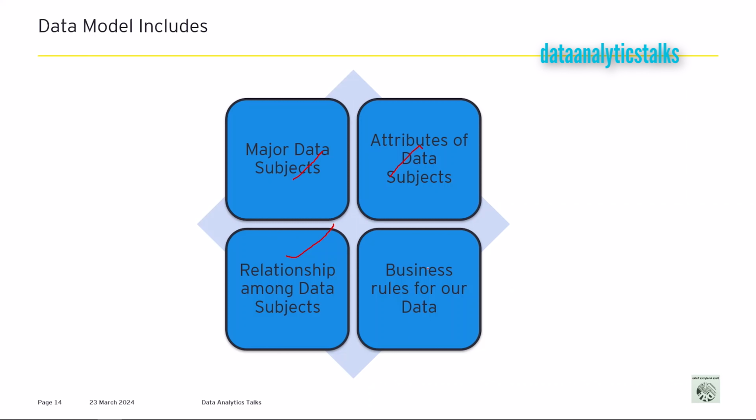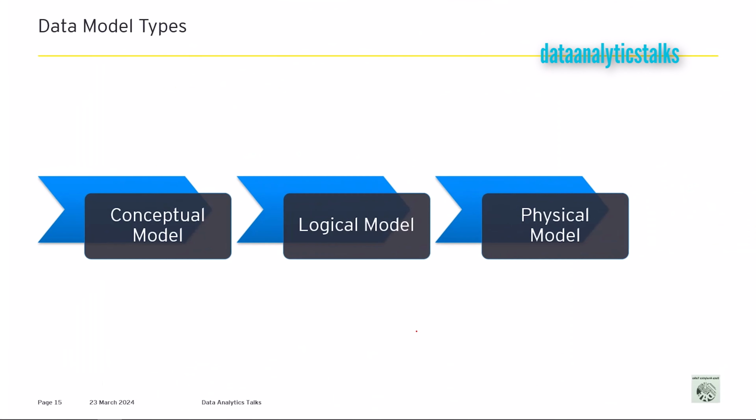Then we have business rules for our data. What is a business rule? It is a mandatory or optional relationship, permissible attribute values, including nulls, then data change dynamics, referential integrity. Those are business rules for our data. So in all data models, you will see data subjects, attributes of the data subjects, relationships, and business rules for our data. Now let's look into model types.